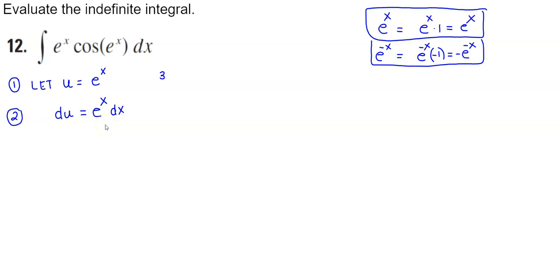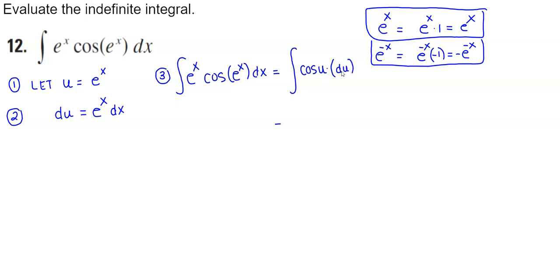And so for step number 3, we're going to go ahead and rewrite the question. So we have the integral of e to the x times the cosine of e to the x dx. Okay, so now we're going to go ahead and substitute. Well, the first thing is that we have the cosine of, in parentheses, e to the x, so that's cosine u, and then times, well, what is e to the x times dx? Well, e to the x dx is du. So this is times du. So therefore, the integral that we have is the integral of cosine of u du.